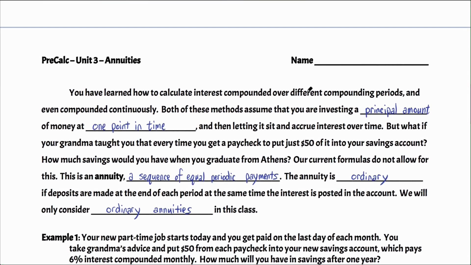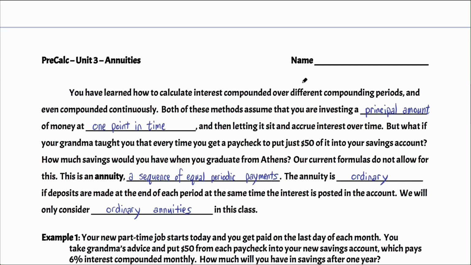So we've now learned and reviewed how to calculate interest compounded over different compounding periods and even compounded continuously. Both of these methods assume that you are investing a principal amount of money at one point in time and then letting it sit and accrue interest over time. So in both of those previous examples, we were assuming that we didn't touch that account over those 12 years. We didn't put more money in and we didn't take any money out.